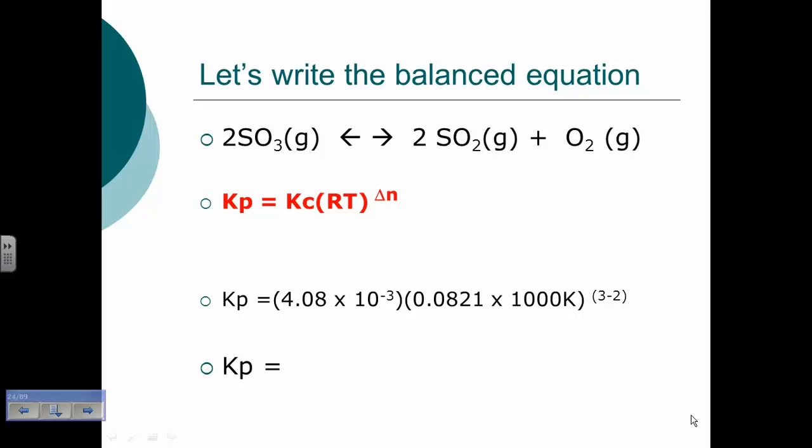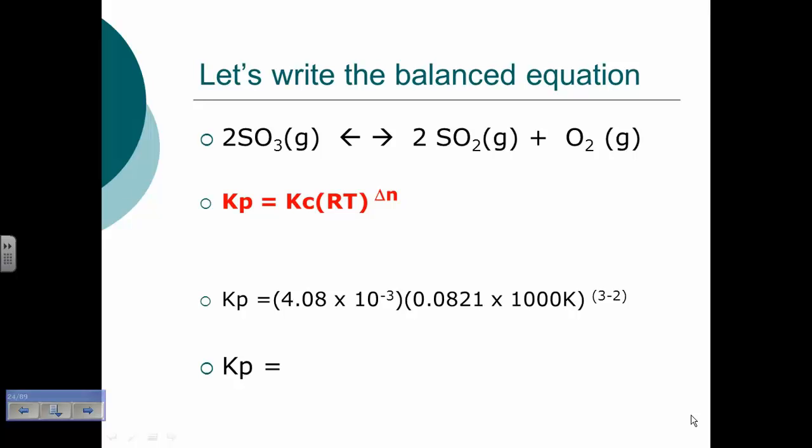The R constant to match atmospheres. August 21st is how I remember this number for whatever reason. 0821. The Kelvin temperature is 1,000. R times T raised to the 3 minus 2, that's product gas minus reactant gas. I see 3 minus 2, so raised to the first power.